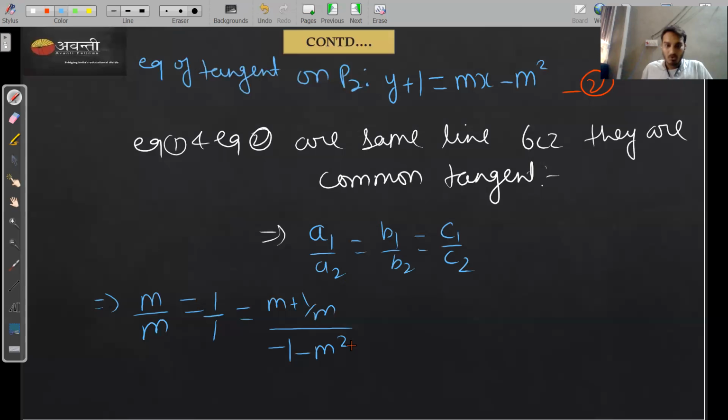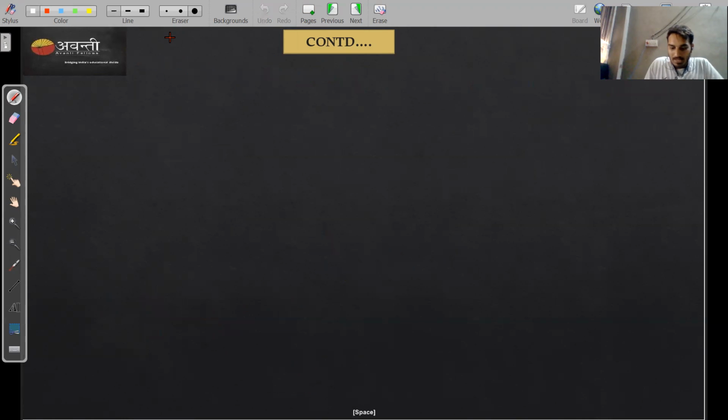Now, to find the slope m, I'm equating these two. What you will get is m plus 1 by m is equal to minus 1 minus m square. Here you will get a cubic equation in m. The equation would be m cube plus m square plus m plus 1 equal to 0.